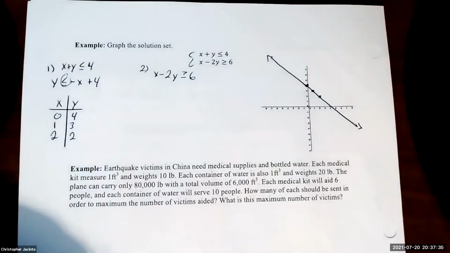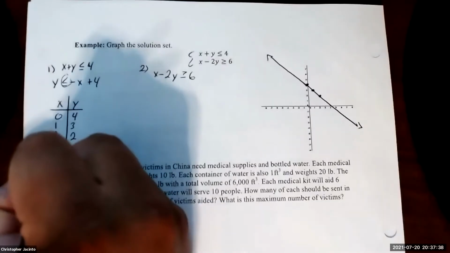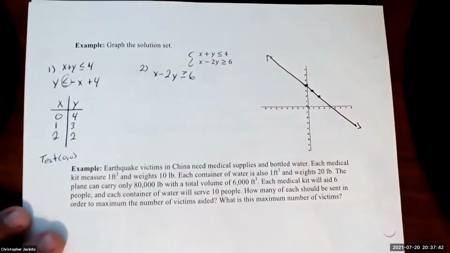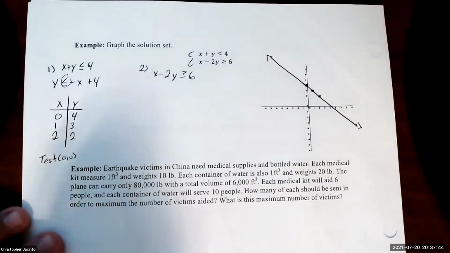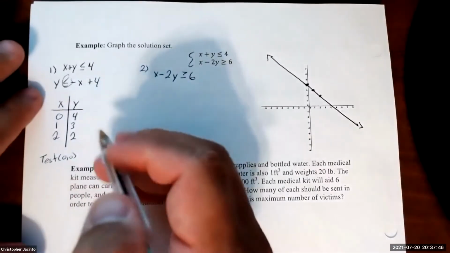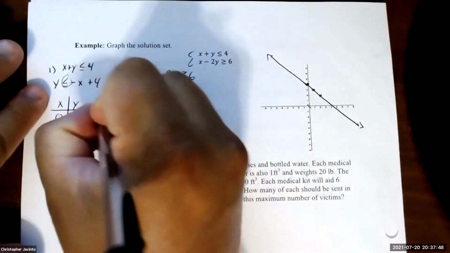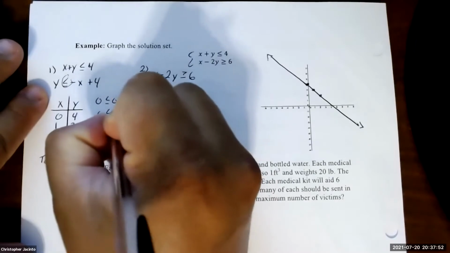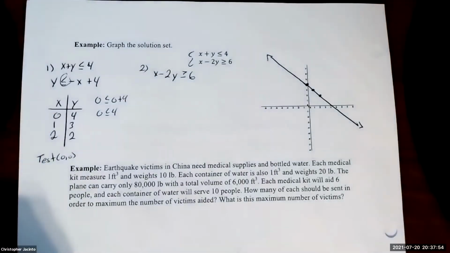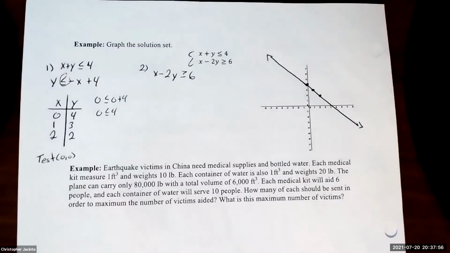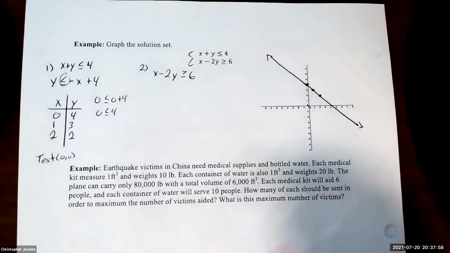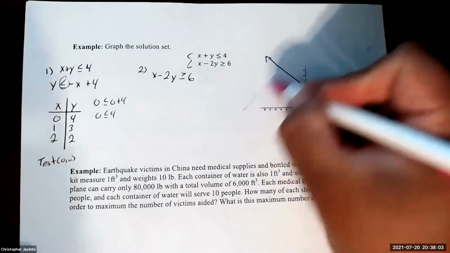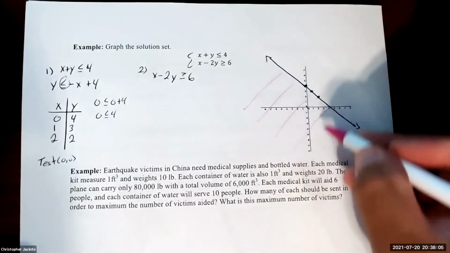Okay. All right, next up we do our test point. And I'll use 0, 0 again, right, to see. So if I plug it in, I'm going to have 0 is less than 0 plus 4, and that is true, right? 0 is less than 4. So that's good. So now, instead of shading everything, what I'm just going to do is just do little dashes like this. So I know this side is going to work.